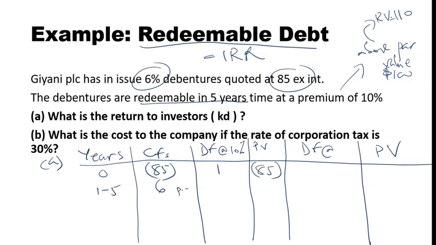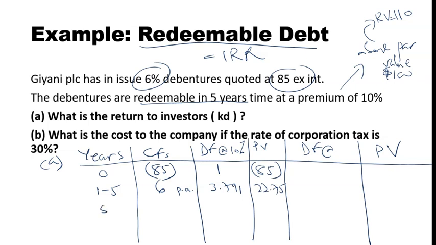6 per annum. So the discount factor at 10%, 5 years, that's an annuity. We need an annuity factor, and if you go to the annuity tables, 10% 5 years, you must get 3.791. If you multiply by 6, you get 22.75.